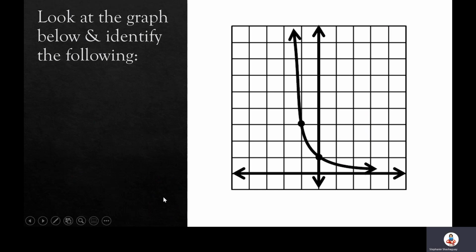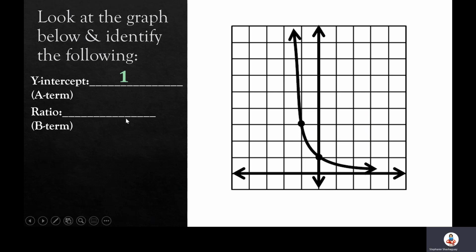All right, look at the graph below and identify the following. And again, it's just to the right, but you know what I mean. So here, my y-intercept is 1. Okay, even though my coordinates are not listed or numbered, I'm going to assume that it's just going up by 1s, 2s, and 3s. My ratio, well, let's see.